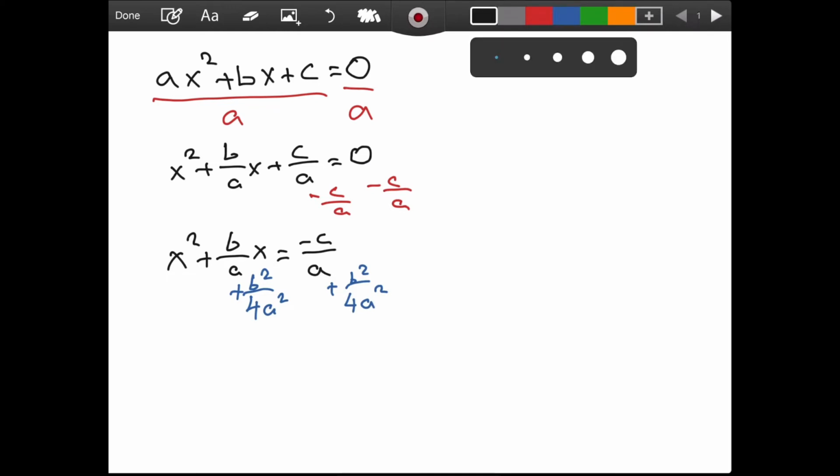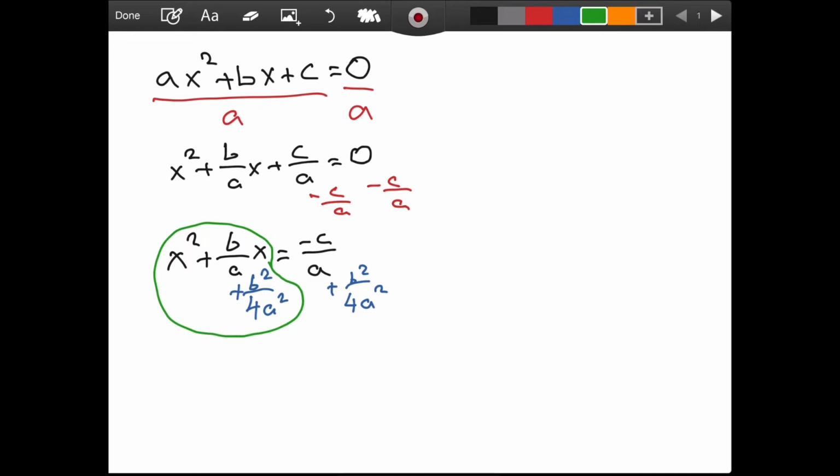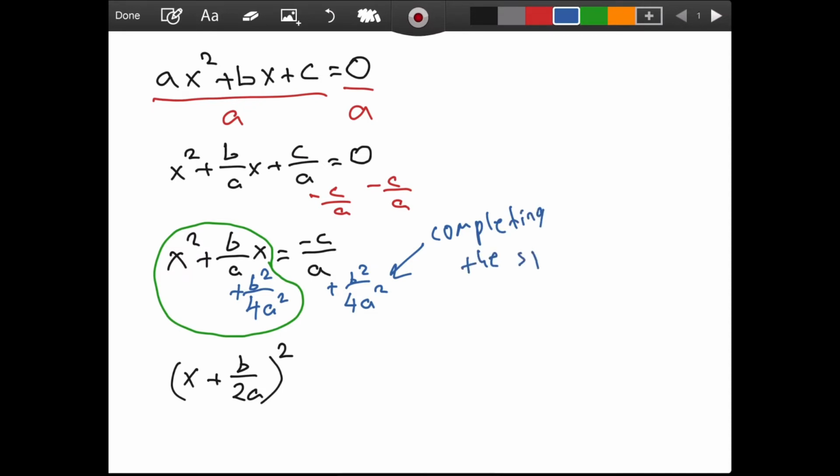Well, because if I add b squared divided by 4a squared to both sides, on the left side, I will have a square. Okay, when I add this, I can write it as this. This step is called completing the square. All right, to complete the square, you basically add the coefficient of x divided by 2 squared.